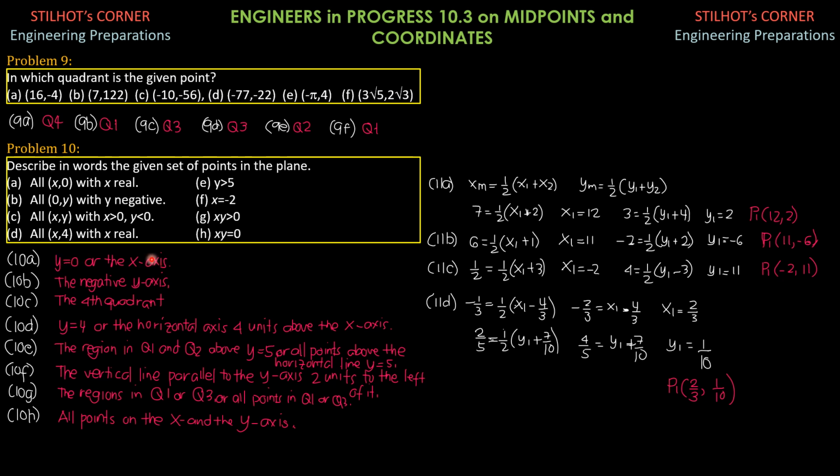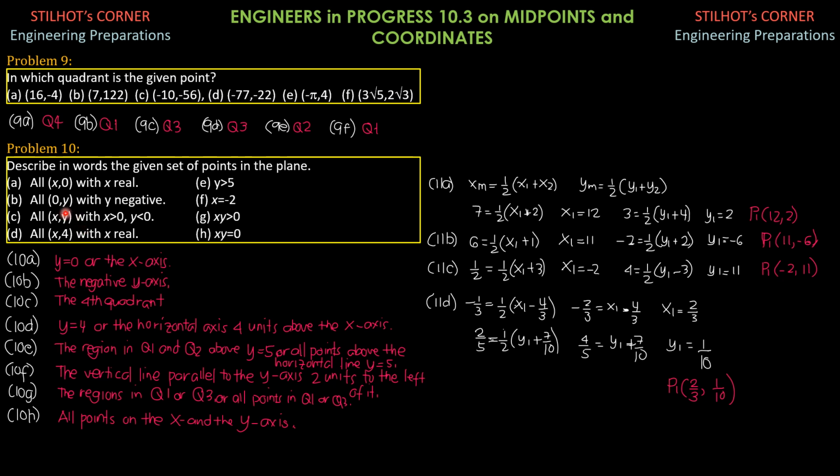So on the x-axis, remember, the y-coordinate or the ordinate is fixed at 0. It's only the abscissa that may have any value. So the best way to describe the points x, 0 with x real is that it is the x-axis, or the line with the equation y equals 0.